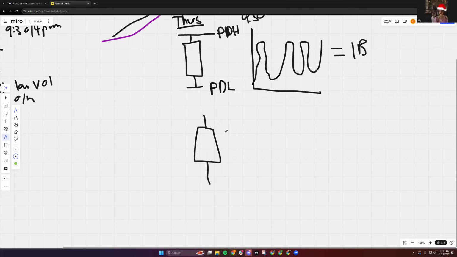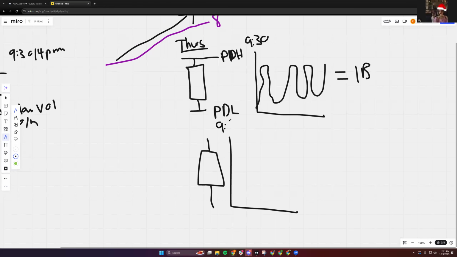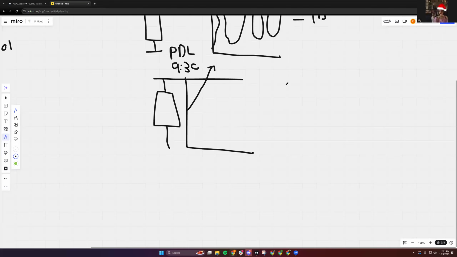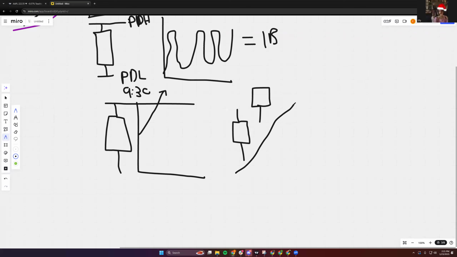Now what if it's 9:30, just like above, and price breaks the prior day high? If we zoom out and look at it daily, price is going to look like this on the daily chart at 9:30. You don't need to know any complicated concepts, but you can see that the trend is up. The candle is above the prior day high.